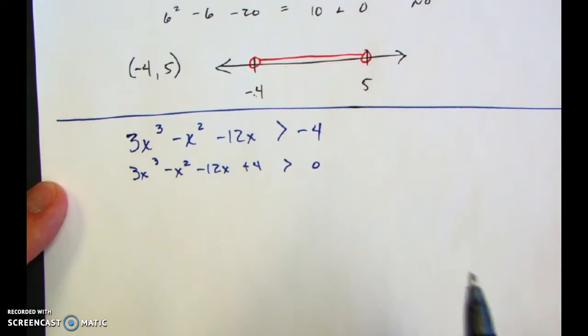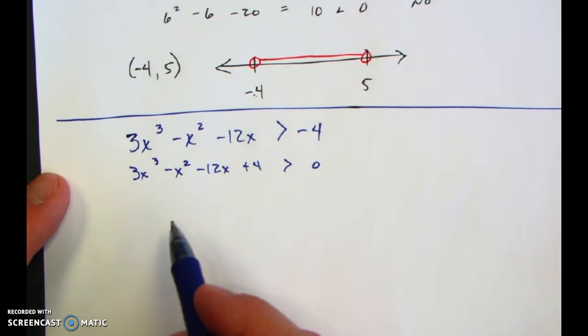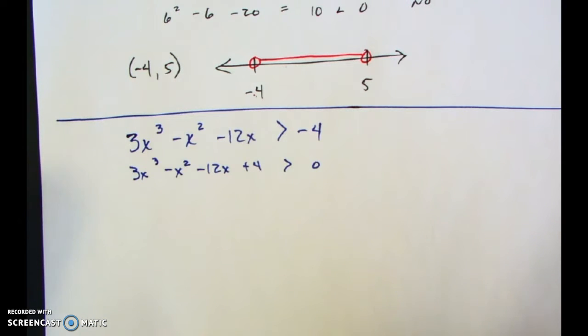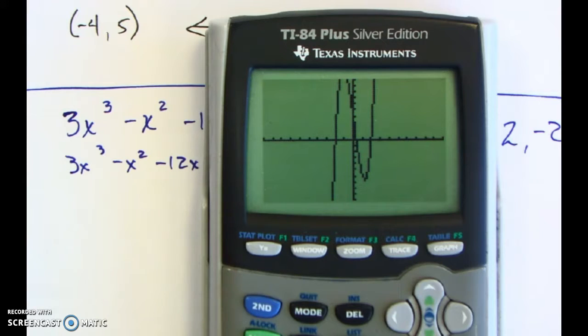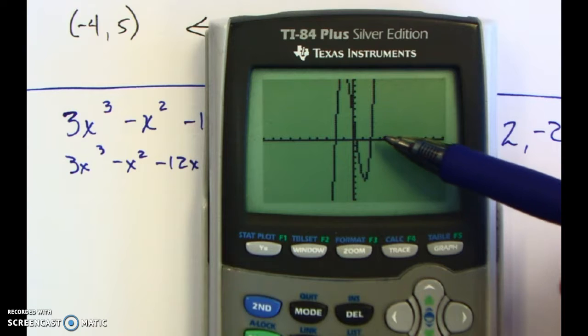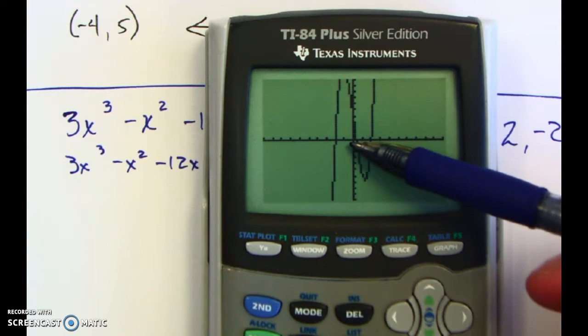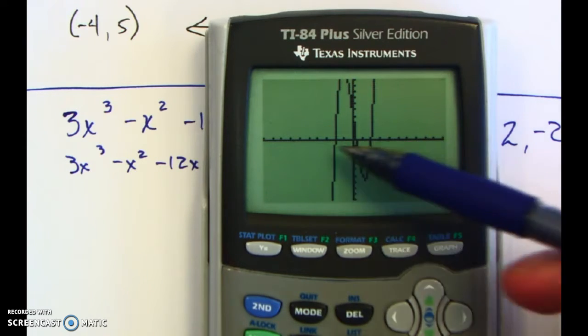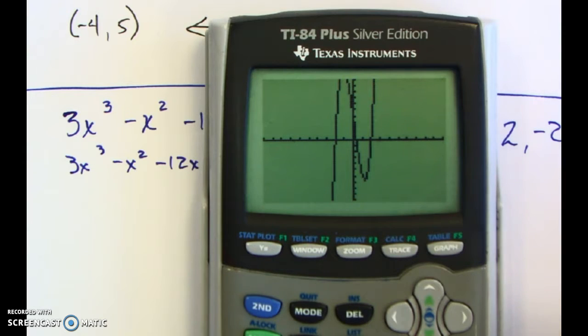Maybe I can factor by grouping and simplify it that way, or I can use the graphing calculator, but I need to find my zeros to find those critical points. I plugged the equation into the calculator, and it looks like I have zeros at negative 2 and positive 2, and then somewhere in between 0 and 1. So I'm going to pick one of those values, do synthetic division, and try and factor this.